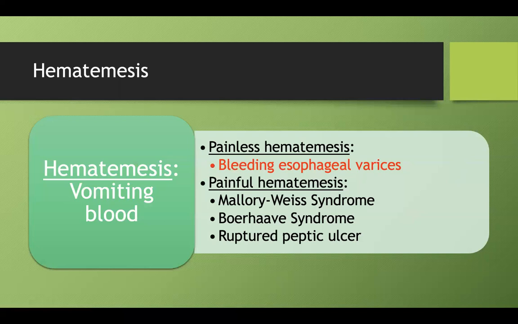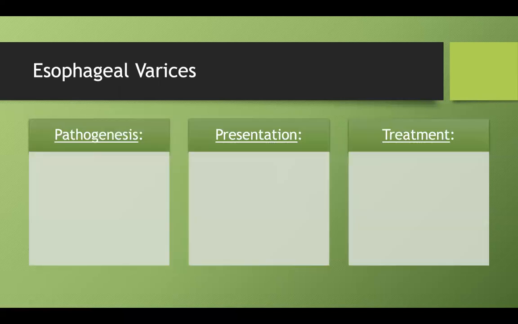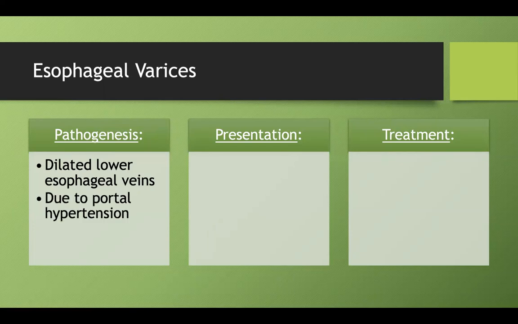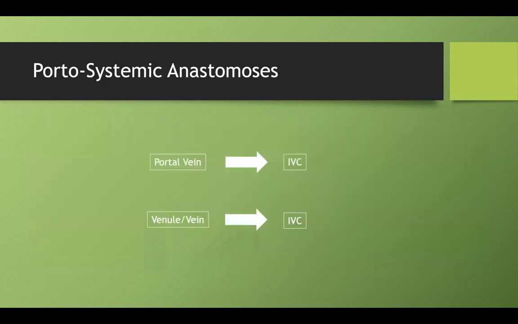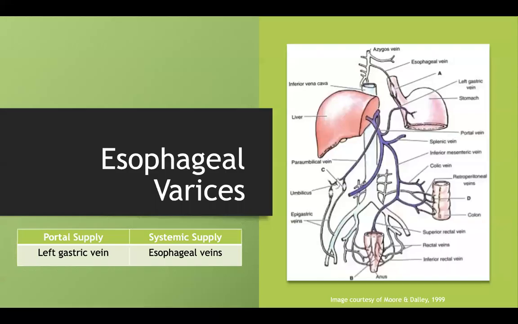So we already talked about bleeding esophageal varices earlier in the anatomy section, but I'm just going to go over it as a condition now. So the pathogenesis is dilated lower esophageal veins, and it's related to portal hypertension. And these dilated veins may rupture and cause really bad bleeding. So again, this can get big. And so we've seen this picture before.